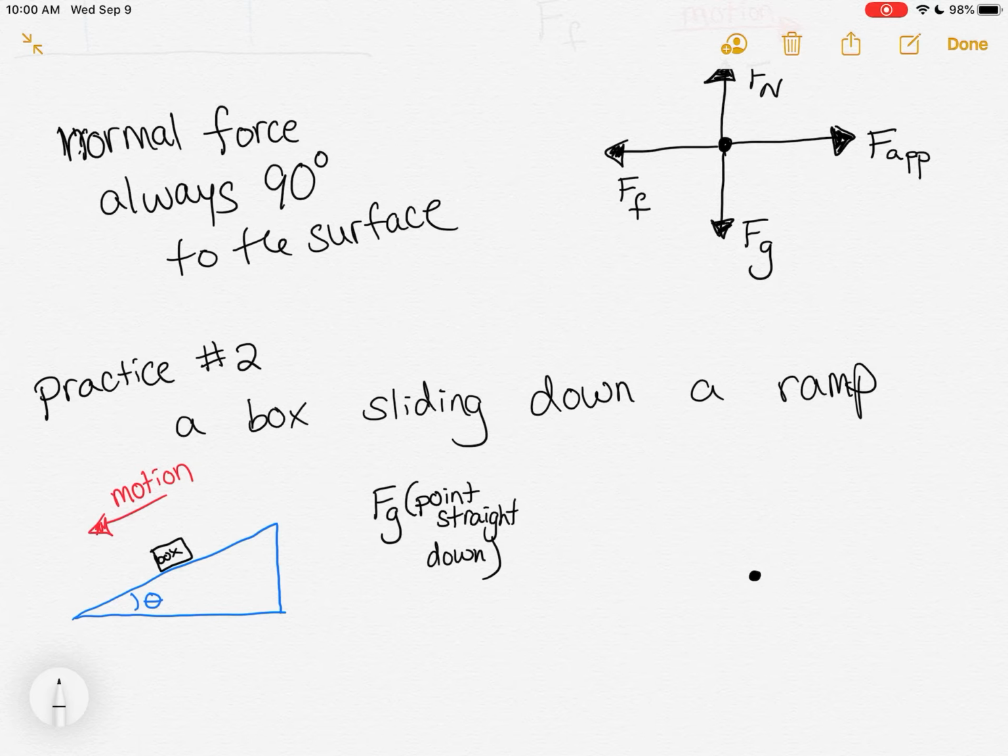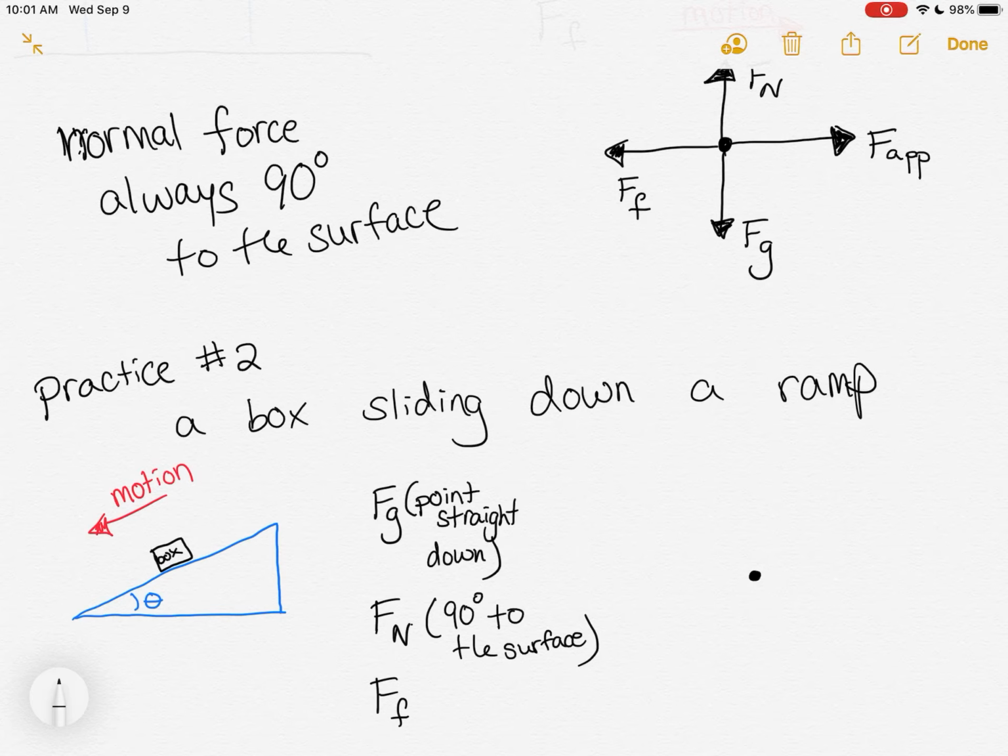Okay, since the box is resting on a surface, the surface of the ramp, that means we're also going to have Fn, and we know Fn is going to be 90 degrees to the surface. So it's going to be perpendicular to the surface. We also are going to have, since the box is sliding across the surface, a force of friction. Now, we have no applied force here because we didn't say anything about pushing. There's no hand in our system diagram, and so we have no applied force.